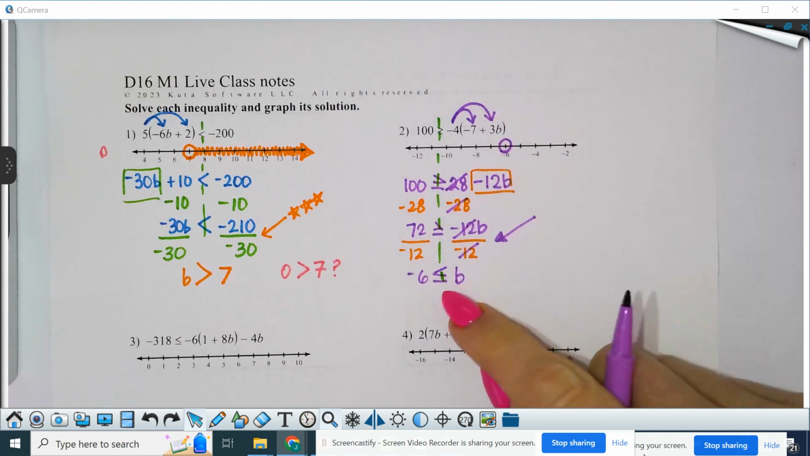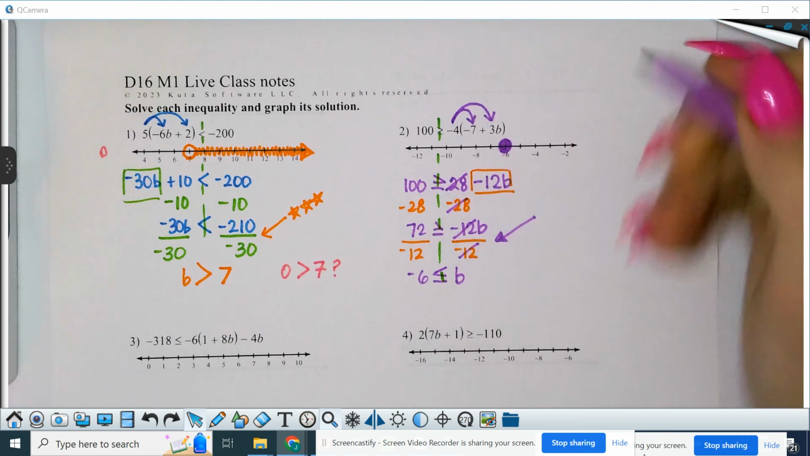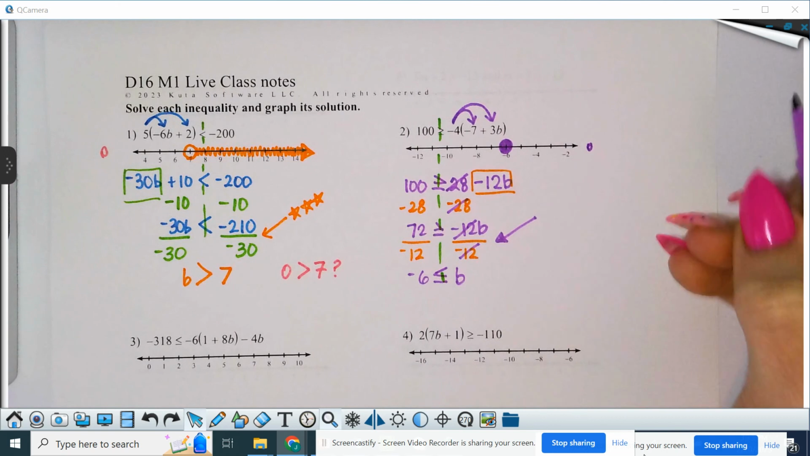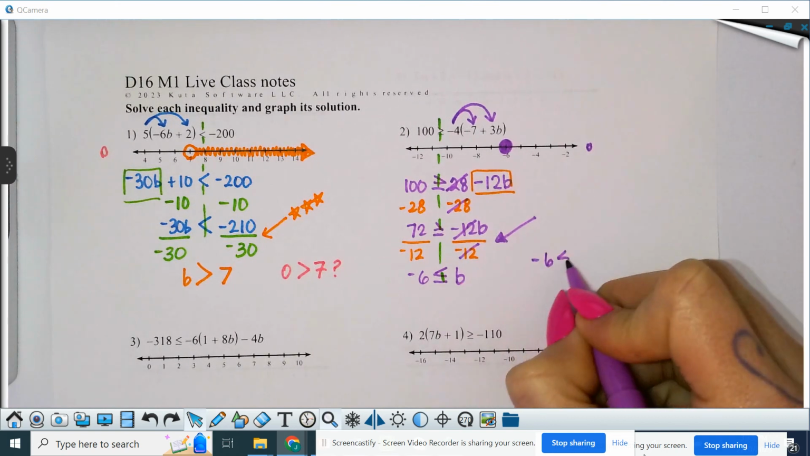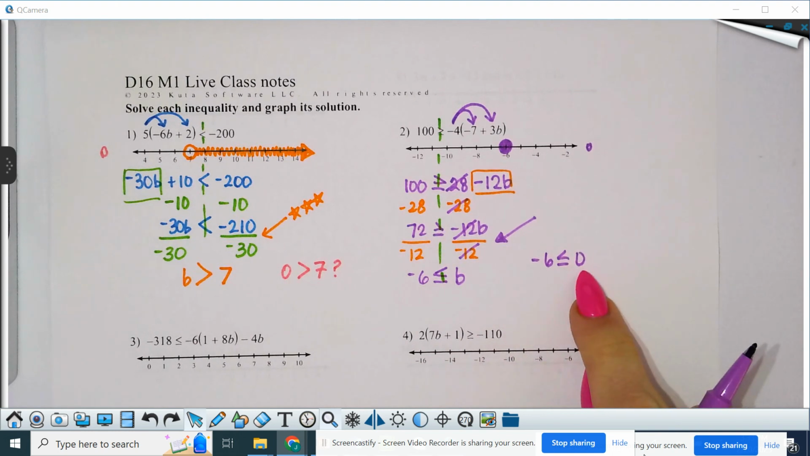There is an equal to, so we can color that bad boy in. And now you want to do a test point. So 0 is going to be over here. That's the one I like. Is negative 6 less than or equal to 0? It is.